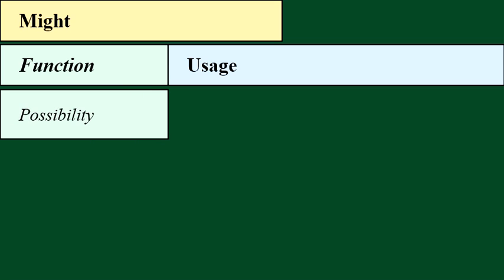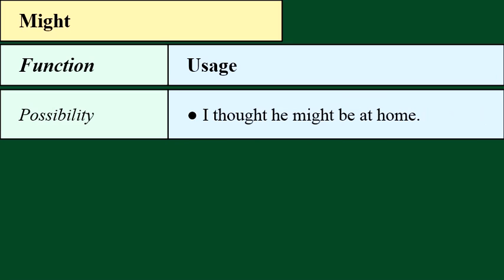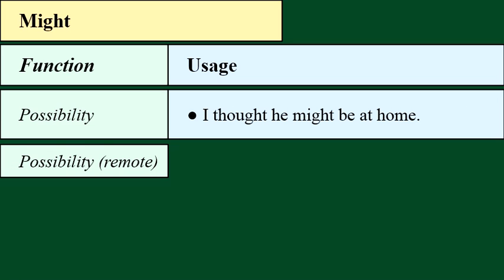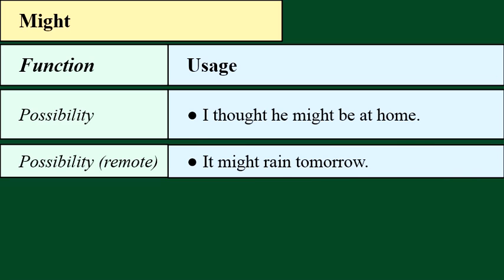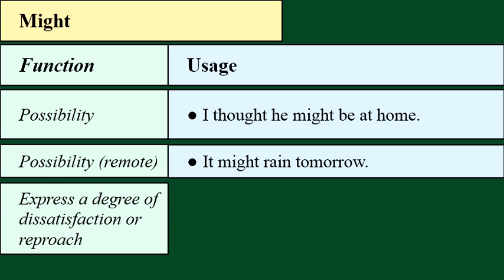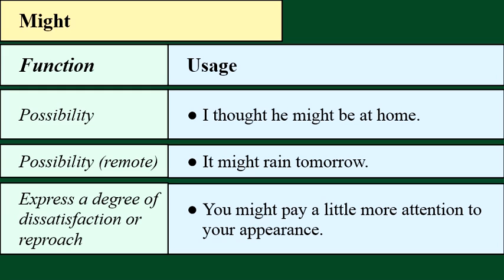Use of might. It is used to indicate possibility. The example is: I thought he might be at home. It is also used to indicate possibility, remote. The example is: It might rain tomorrow. It is also used to express a degree of dissatisfaction or reproach. The example is: You might pay a little more attention to your appearance.